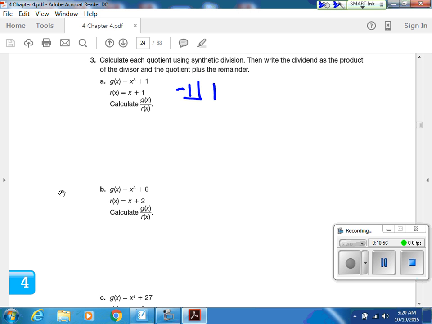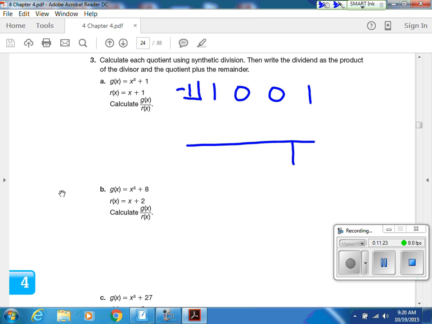And then what happens? How many zeros are in there? I actually need 2. And then a 1. It's like binary code. It's okay, don't worry about it. Because it goes x to the third plus 1, there's no x squared, and there's no x. And you're not allowed to skip those.